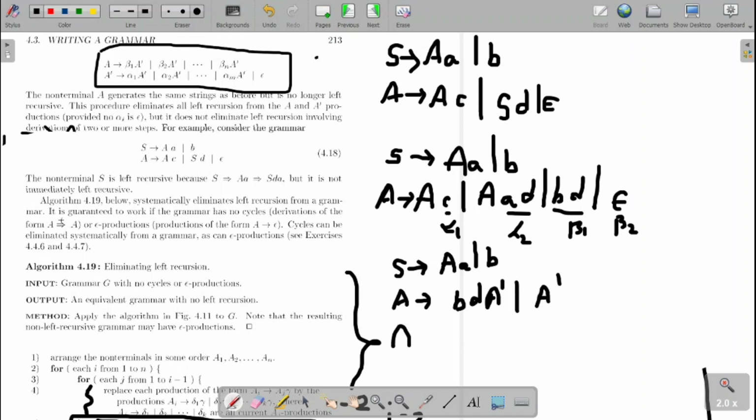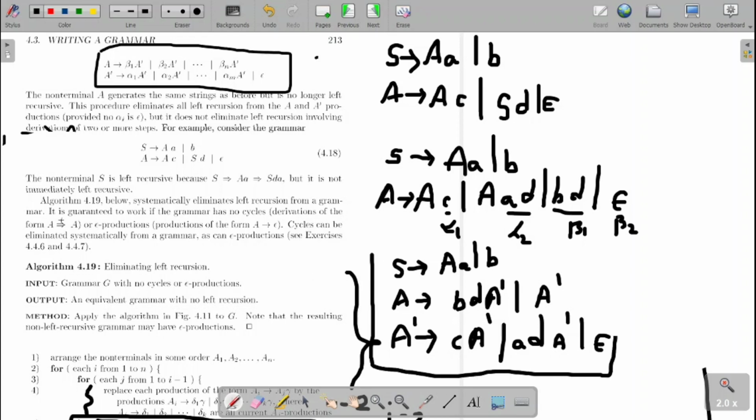Then A dash derives alpha 1. What is alpha 1? C A dash, or the alpha 2. What is our alpha 2? It is AD A dash, or the epsilon. So this is the final grammar.